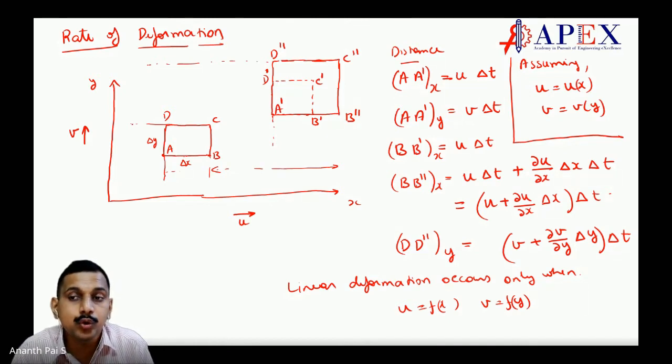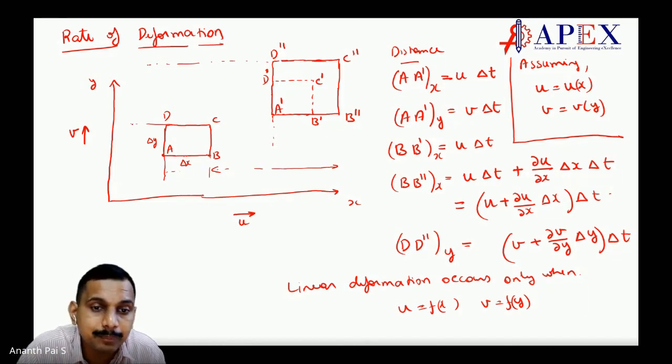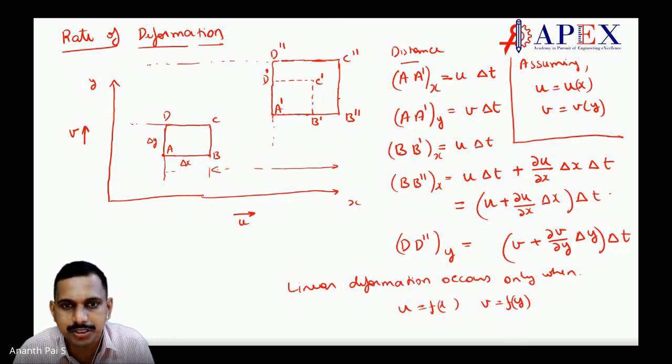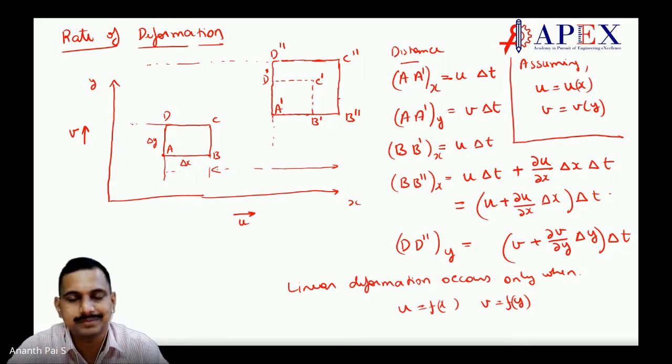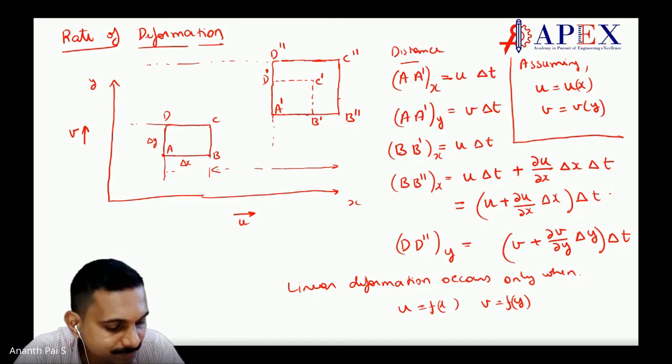If u was a function of y, then what would have happened? This v would have gone over here somewhere. There would be angular deformation. Correct? That we will take up next. Any doubts here, students? Any doubts?